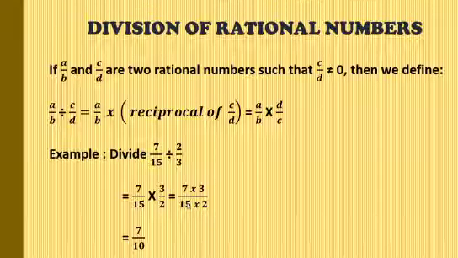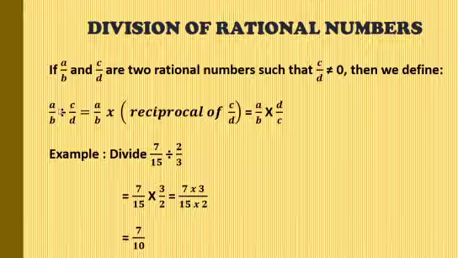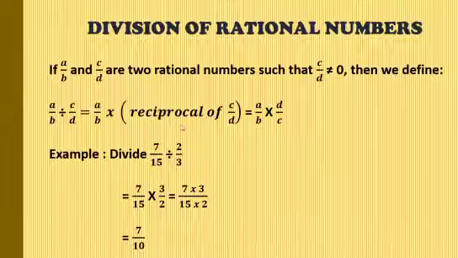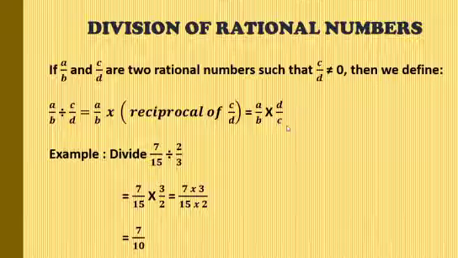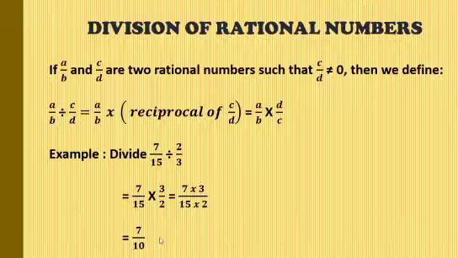Division of rational numbers. If a by b and c by d are two rational numbers such that c by d is not equal to 0, we can divide it like a by b divided by c by d. In the division process, we have to first convert division into multiplication and take the reciprocal of c by d. So the question converts to a by b into d by c. In division, we have to take care that in the first step, we convert the divide sign to a multiplication sign and take the reciprocal of the second rational number. Afterwards, cancel it out. We can get the answer.